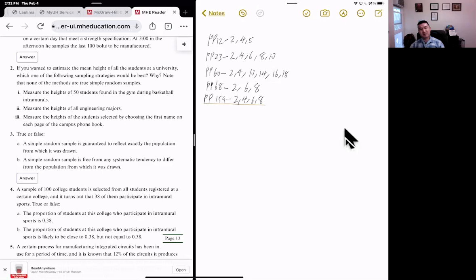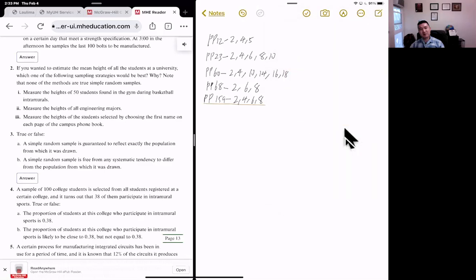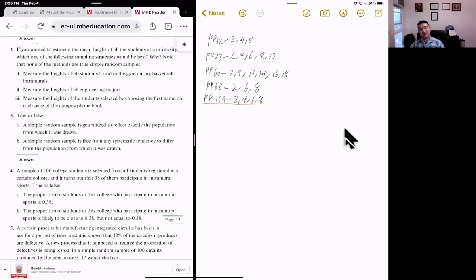And the second one, measure the height of all engineering majors. I cannot say exactly why, but engineering majors are still more likely to be somehow different from the whole university on average. Although the difference will not be as big as the basketball team. So the second approach is better than the first, but let's look at the third one.